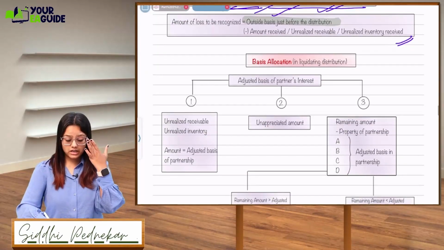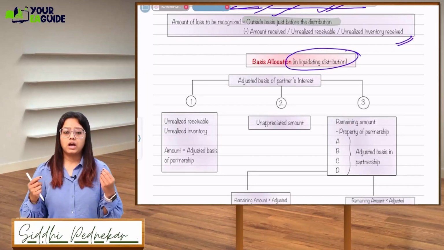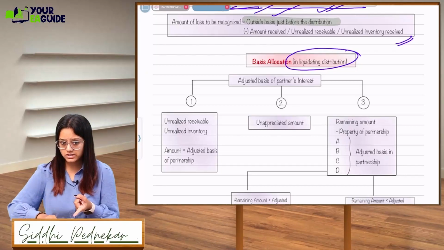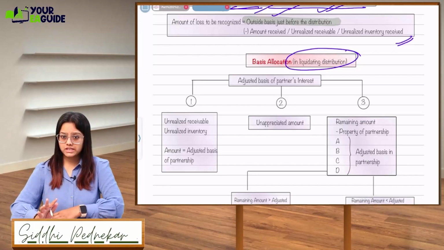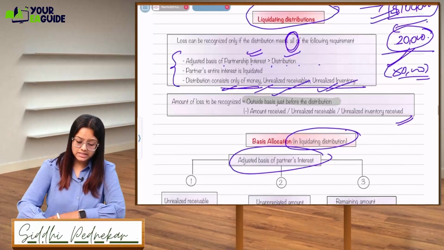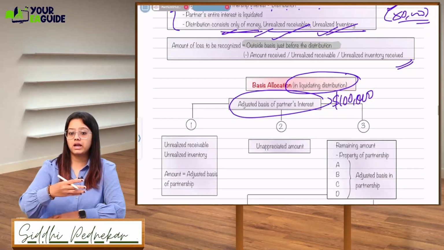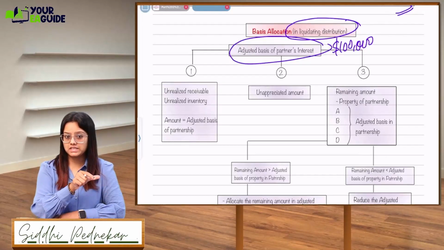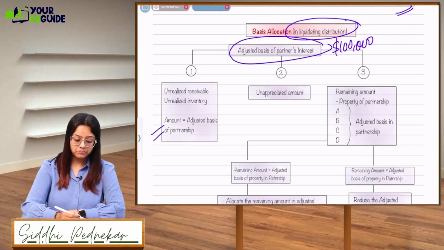Okay. Now in case of liquidating, taking the same example, my whole interest is getting liquidated. Whatever I receive, let's say unrealized receivable, inventory, cash, property, I am going to allocate this $1 lakh amongst whatever I am receiving. First of all, straight away allocate to the exact unrealized receivable amount, unrealized inventory amount, cash amount which you are receiving, or if you're receiving a property, allocate it to the adjusted basis.